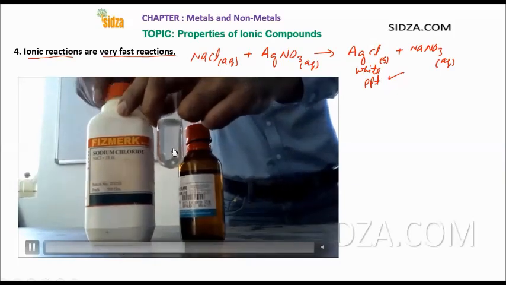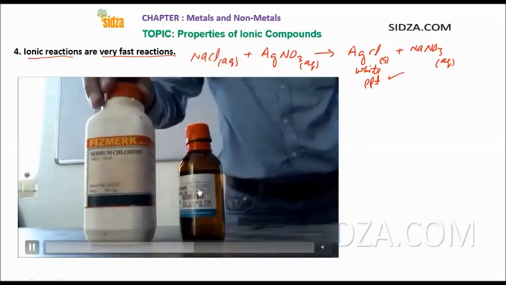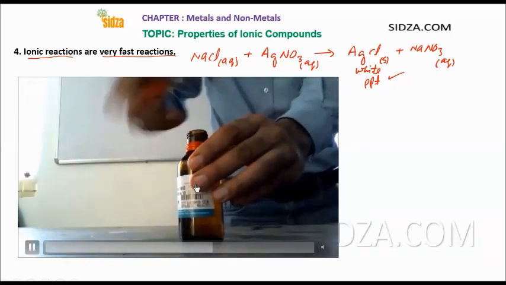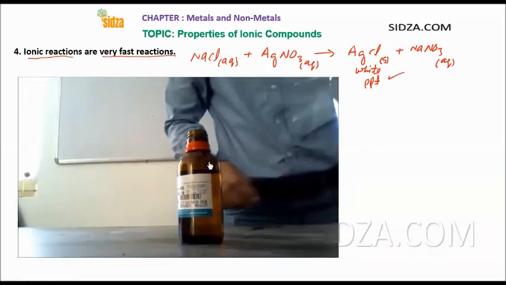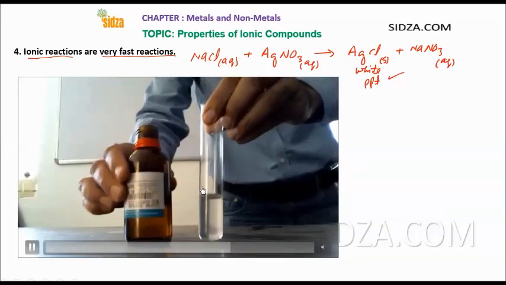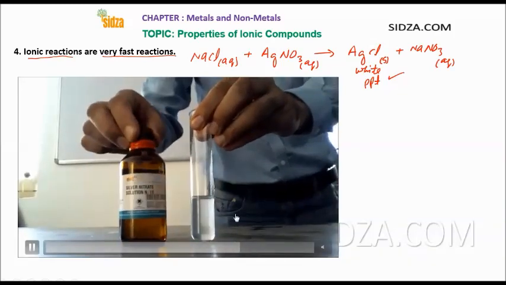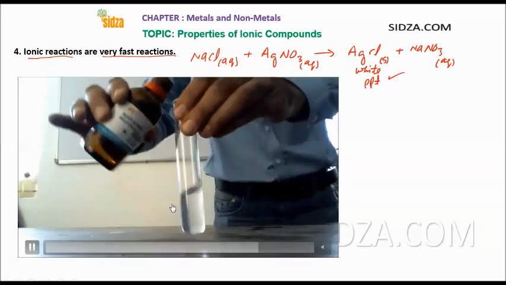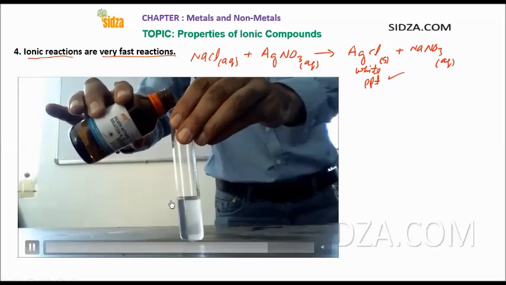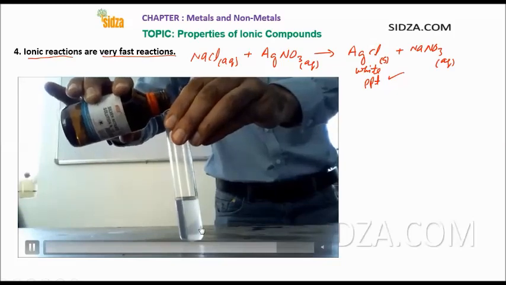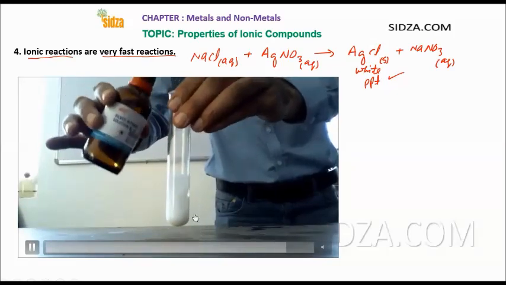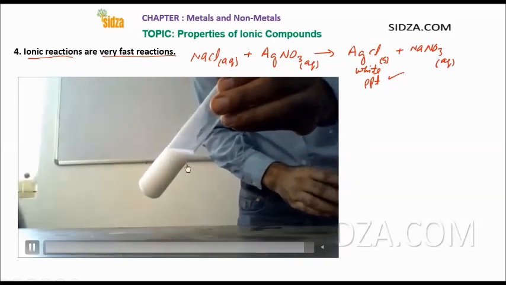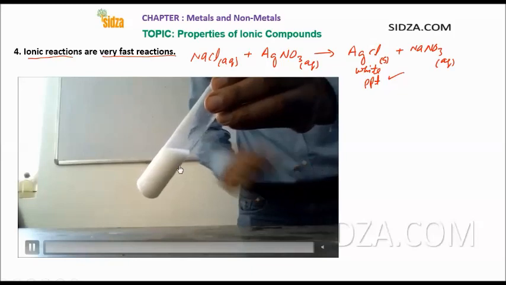Now to this aqueous NaCl solution, I'll put some silver nitrate. Once I put some silver nitrate, you can see as soon as I add it, you get the white precipitate in this test tube here. This is silver nitrate solution. So once I put it here, immediately you get the white PPT. So this is how fast ionic reactions are.